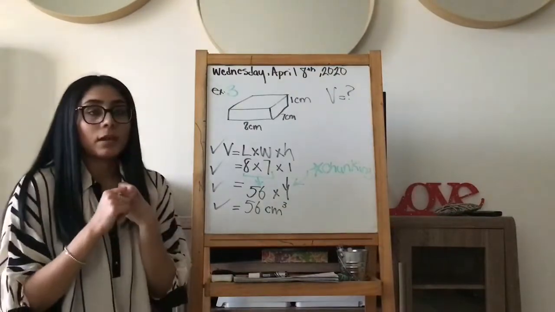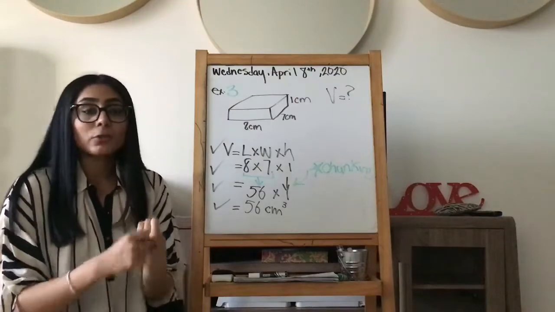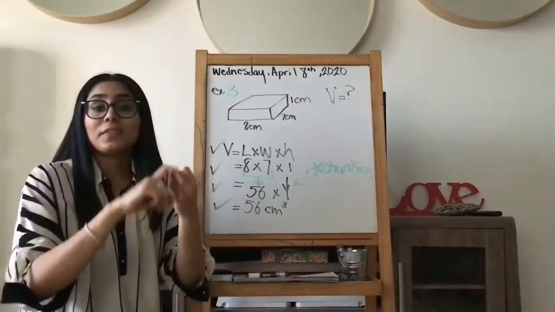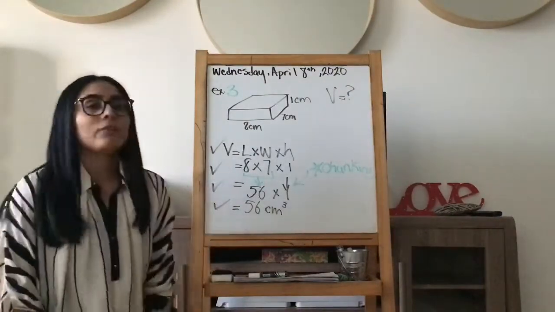So we've done some trying to figure out the dimensions when you are given the perimeter, when you're given the area, and now we're trying to calculate volume.